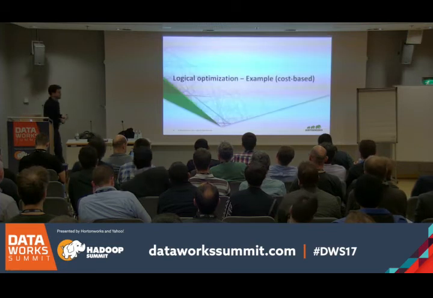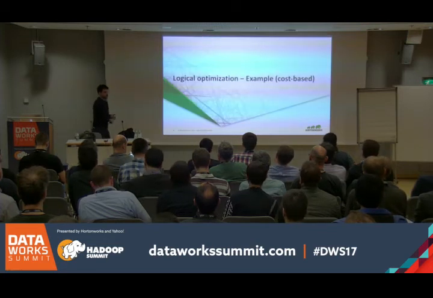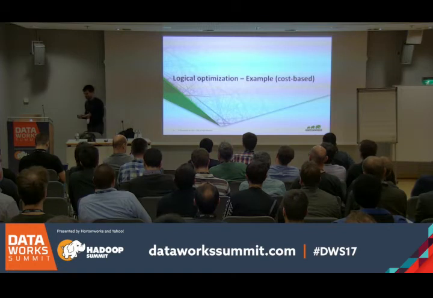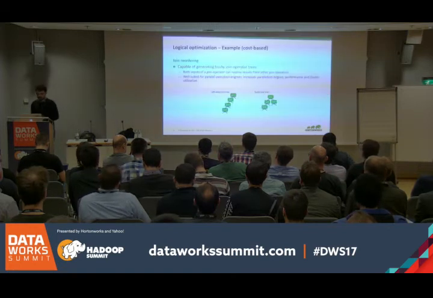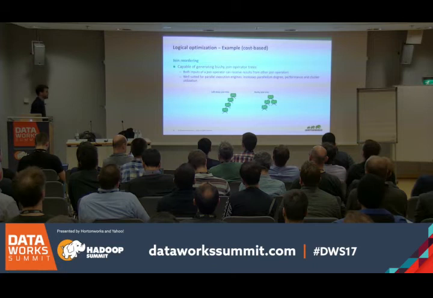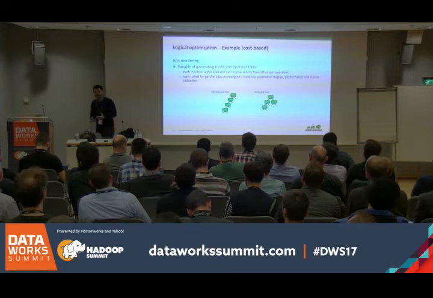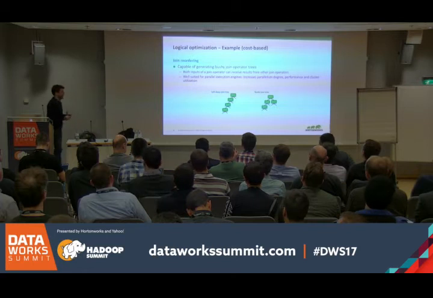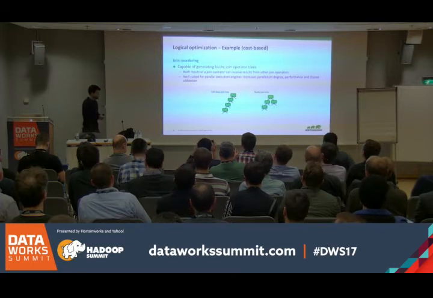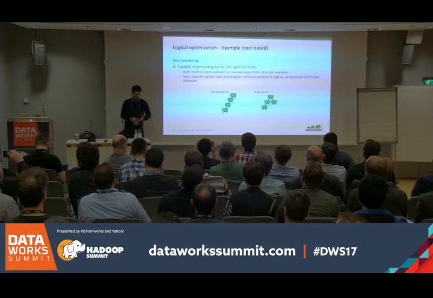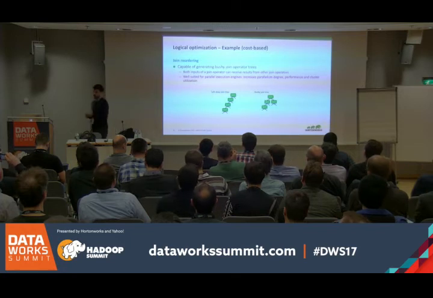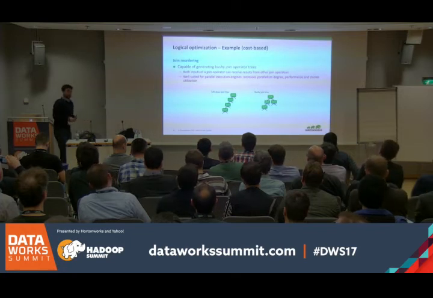So first of all, let me focus on an example of logical optimization, in this case, cost-based. The most useful and typical one, join reorder. You've never heard of this? Basically, what the optimizer is capable of doing, which is very good for Hive, is that we have an algorithm that can generate bushy join operator trees.